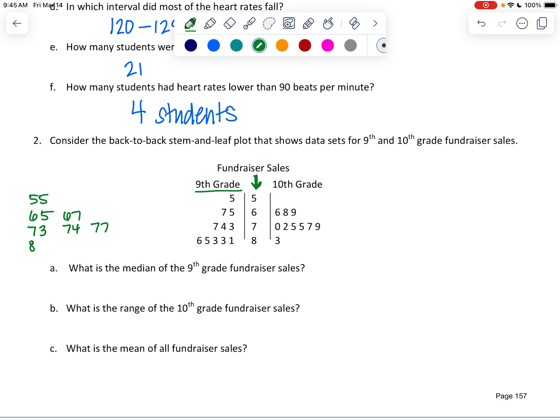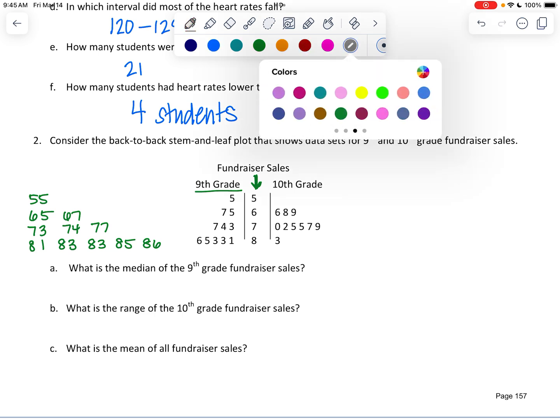Okay. And then we have an 81. We have 2 83s. We have an 85. And we have an 86. For our 10th grade sales, we're going to look at the same data.